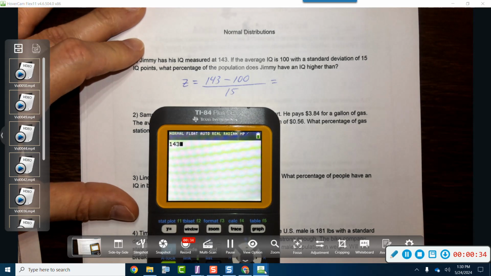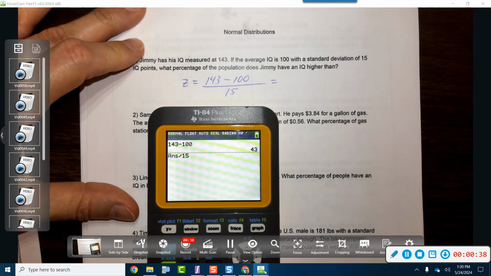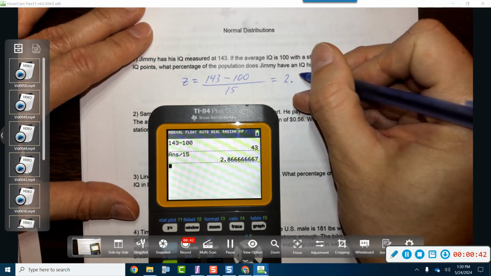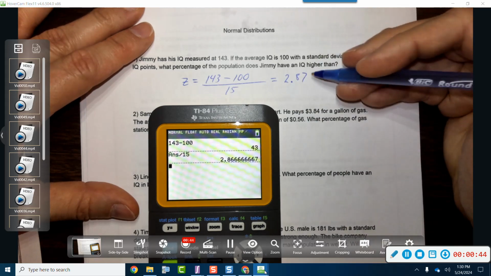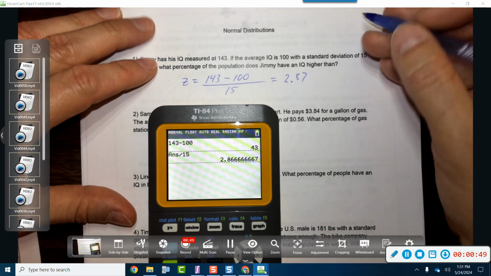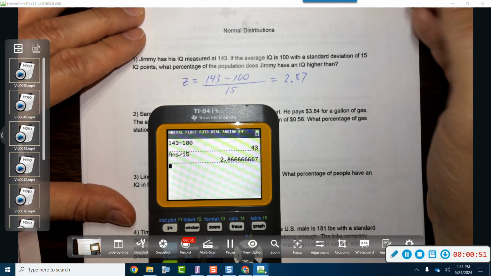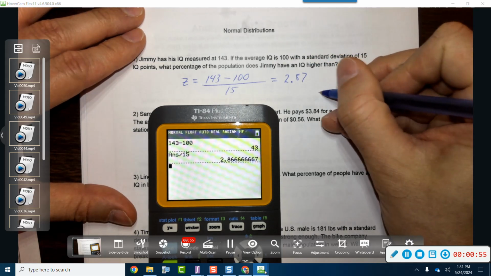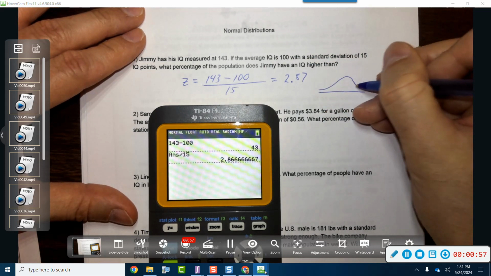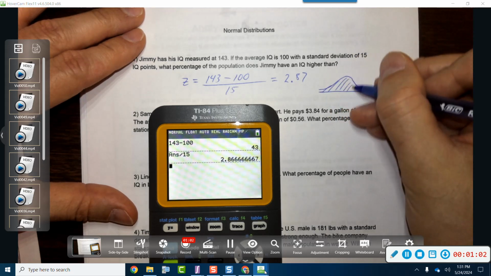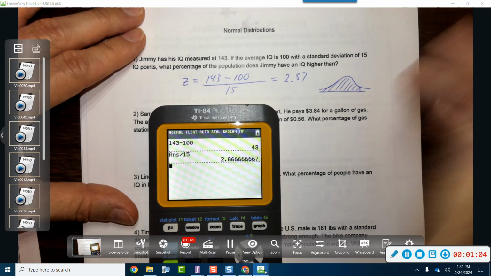So 143 minus 100, divided by 15, is 2.87. Whoa, he did very well. We're going to go 2 decimal places because our z-tables allow that. Now remember, the question is what percentage of the population does Jimmy have an IQ higher than? So we are interested in everything to the left. He is almost 3 standard deviations above, so he is higher than this percentage. He is way up there.